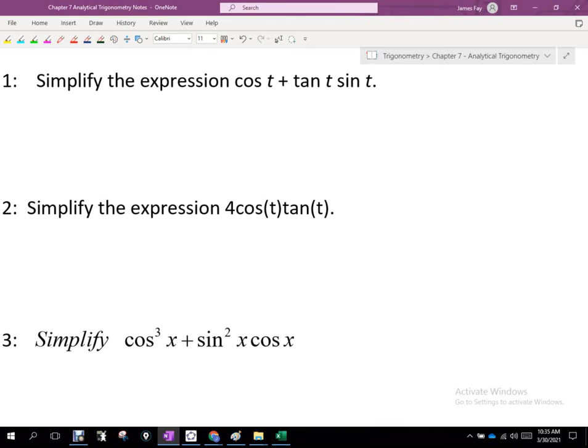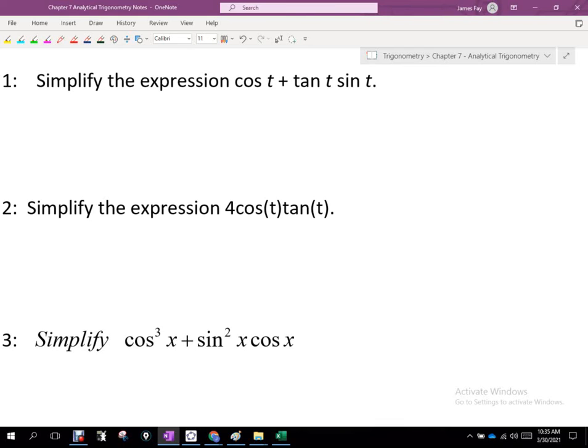Okay. If you cannot do that, okay, the next thing you want to do is rewrite everything that you see in your problem in regards to sine and cosine. So if I have a tangent in there, I don't want tangent to be left in there. I want to get rid of it.